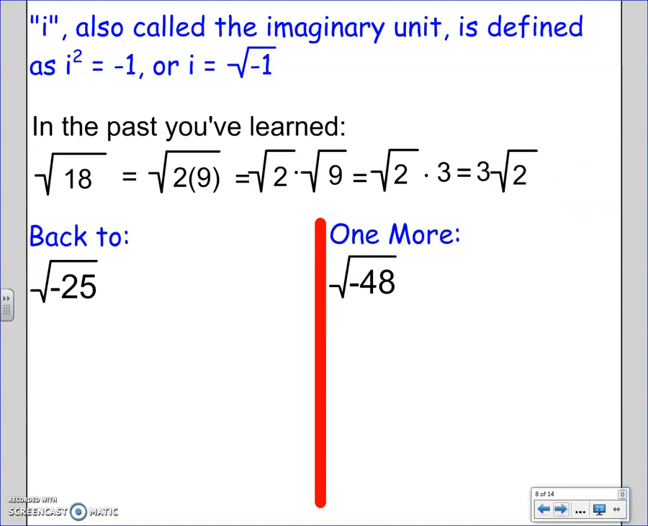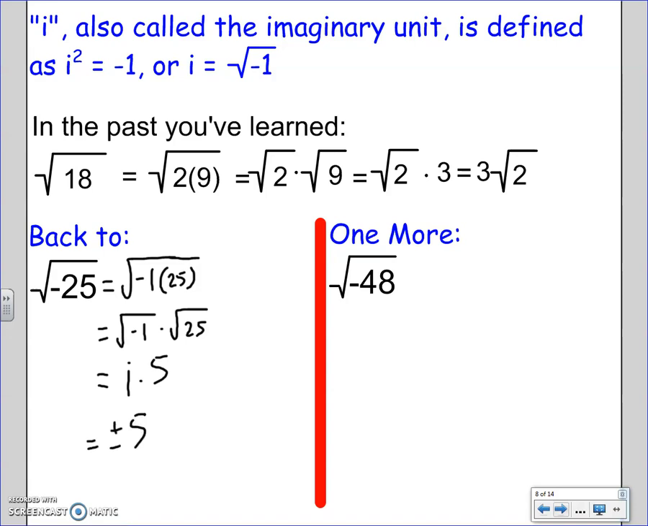So I'm going to change the square root of negative 25 into the square root of negative 1 times 25. That equals the square root of negative 1 times the square root of 25. Well, I just told you the square root of negative 1 is i. And the square root of 25, you know, is positive 5, or plus or minus 5, really. So this is really plus or minus 5i.